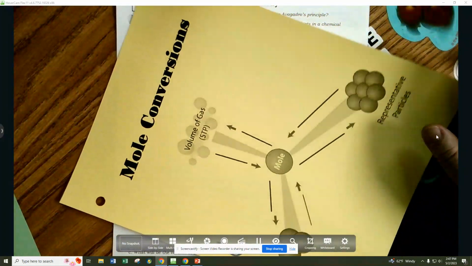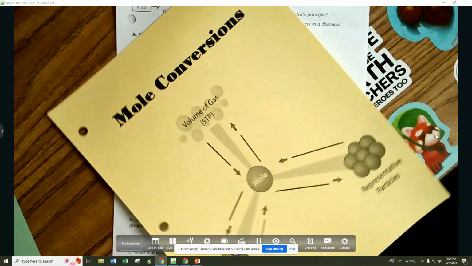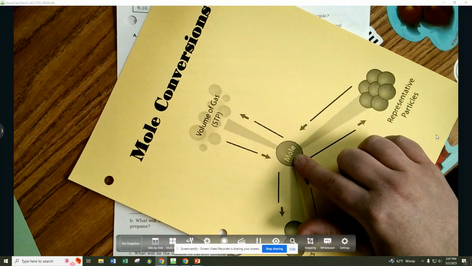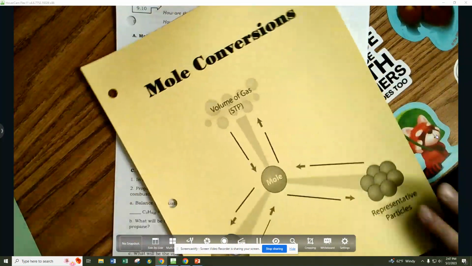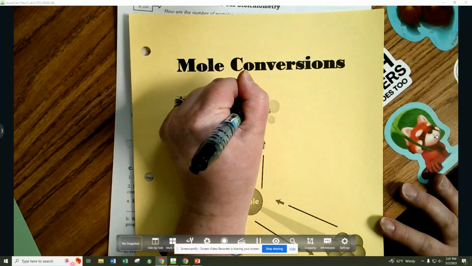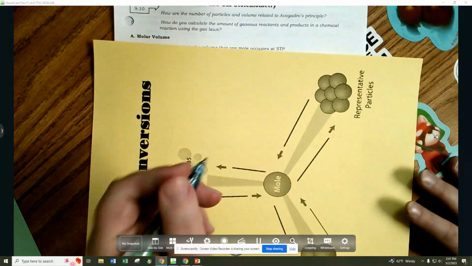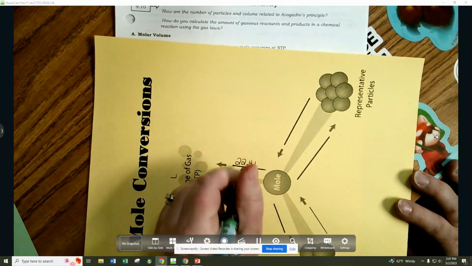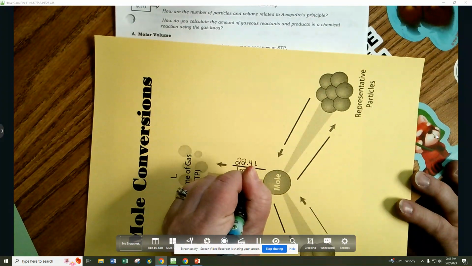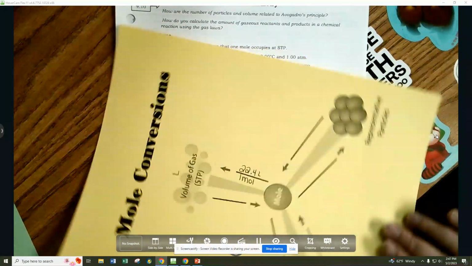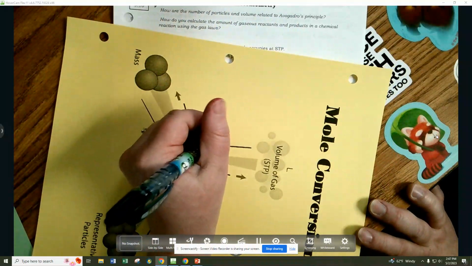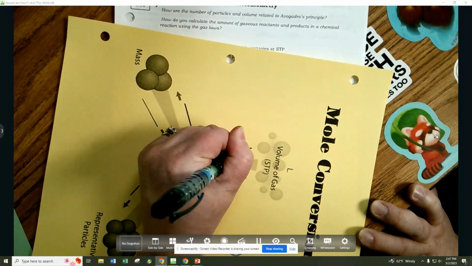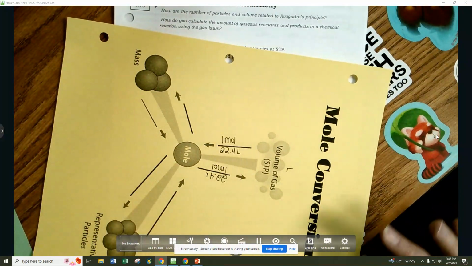So what we have is this last piece of our mole conversions: if you want to go from the mole to STP conditions, volume of a gas, which is liters, we use that 22.4 liters over 1 mole. Again, this is a constant. The opposite direction, 1 mole would be the numerator and 22.4 liters would be the denominator.